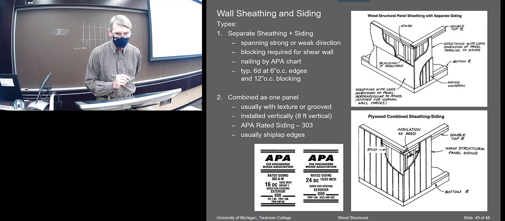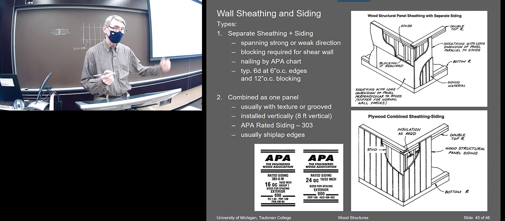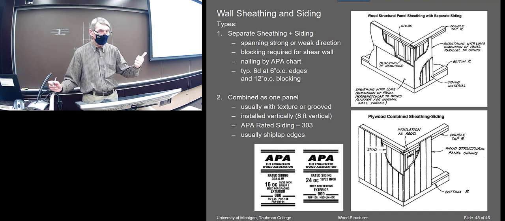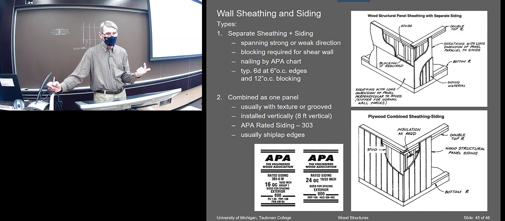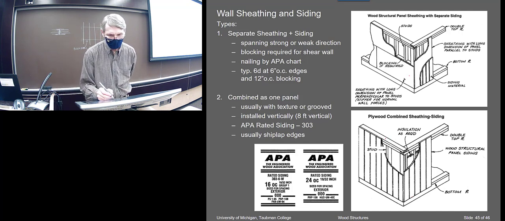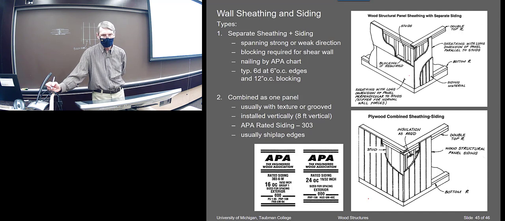Wall sheathing. All right. This would be the other application. So we looked at roofs. We looked at floors, and this would be the last application, sheathing. And here it can be placed. You can see this would actually be the strong direction, right? But generally it gets placed like this, vertically, an 8-foot panel on an 8-foot wall.